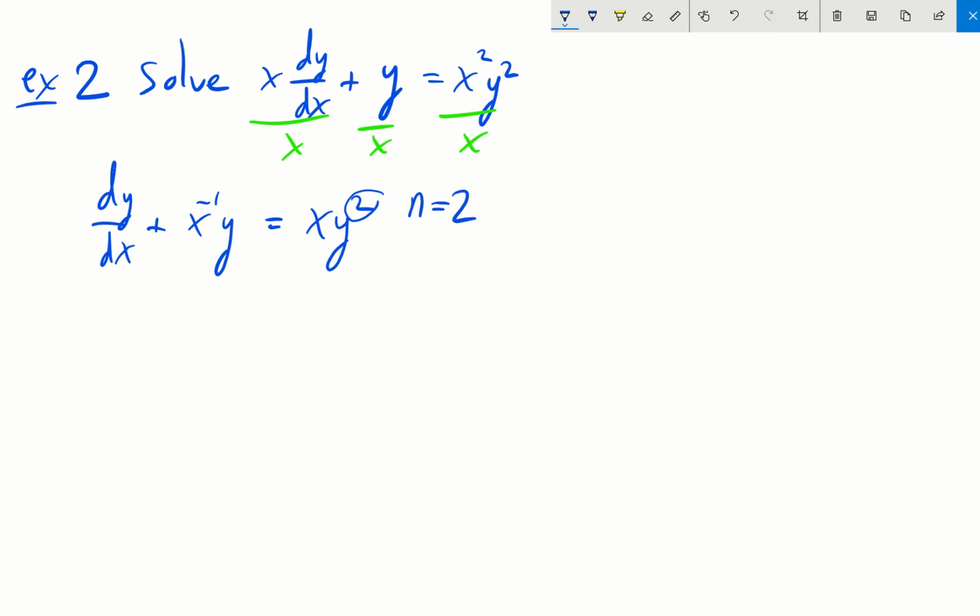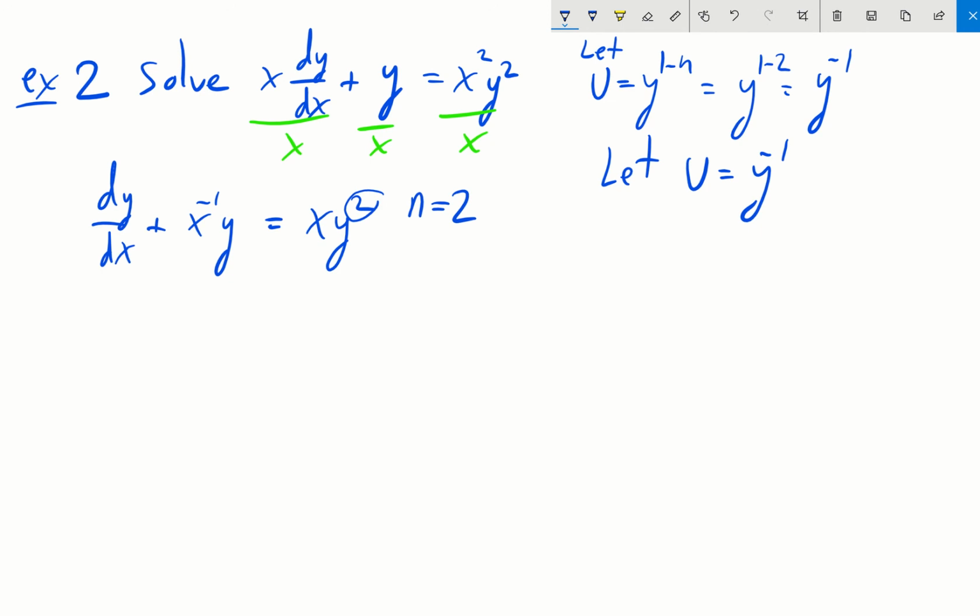Recall that for that substitution, when n equals 2, the u sub that we make is we're going to let u equal y to the 1 minus n. So this is going to be y to the 1 minus 2, which would be y to the negative first power. So let u equal y to the negative first power. If we wanted to, we're perfectly able to get the y by itself. So this is the same thing as u equals 1 over y. Do the reciprocal of both sides, and we get that y equals 1 over u, or u to the negative first power.